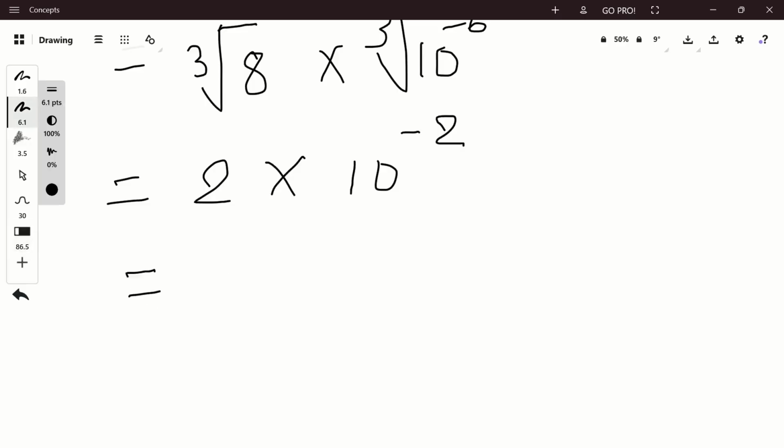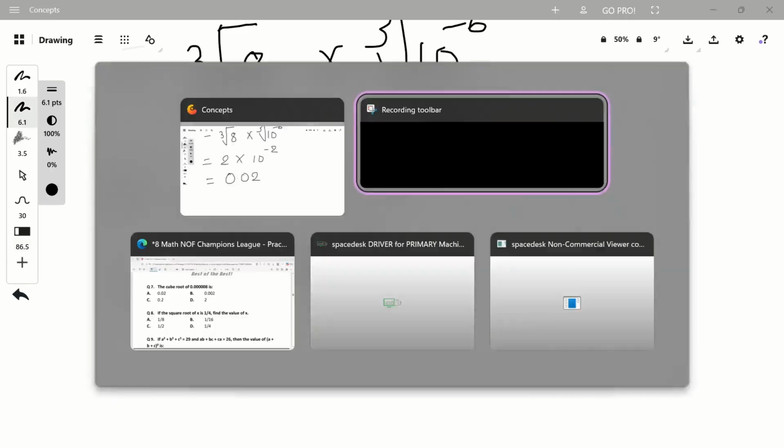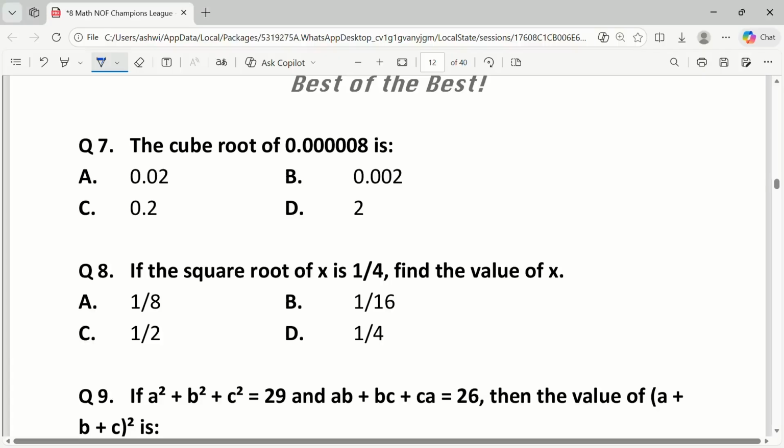Combining the result, we'll have 0.02. The answer, comparing with the options, is A, 0.02.